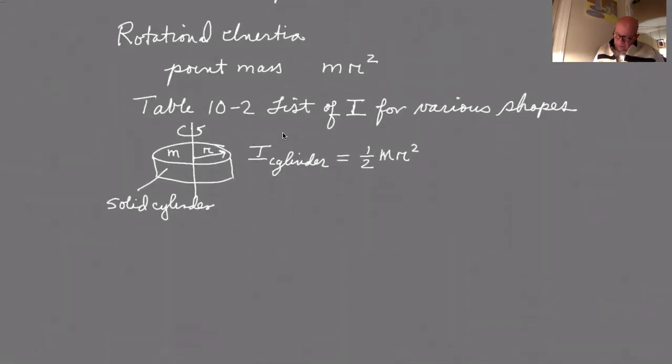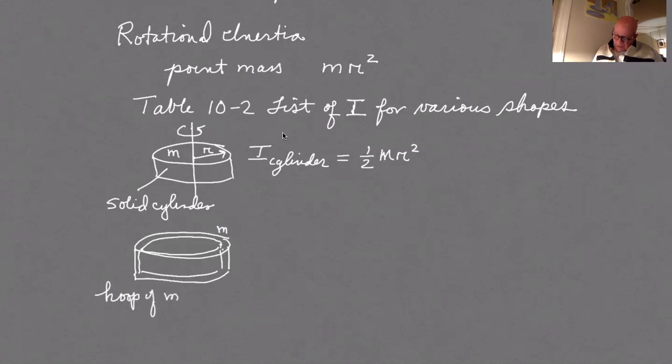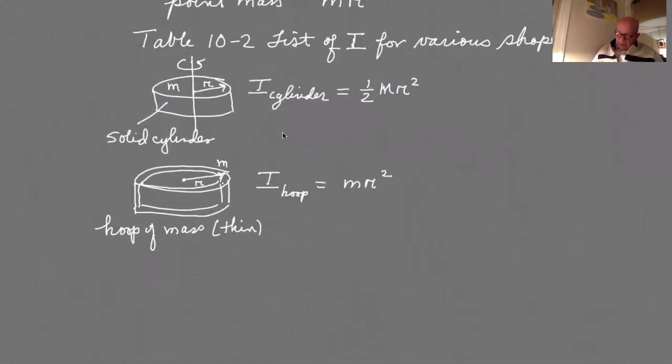If we were to have a hoop, so this would be a hoop of mass m, and again this is going to be some radius r, and the hoop is thin. So this is a very thin hoop of mass m. Then the rotational inertia of the hoop is equal to mr squared, which is the same as a point mass.